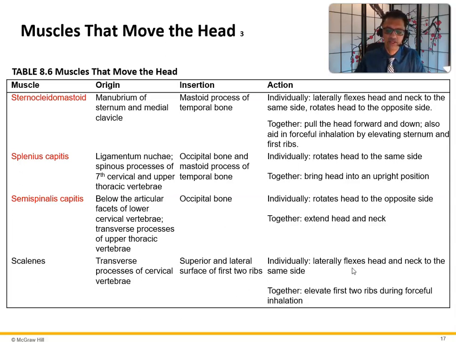Scalenes individually laterally flex the head and neck to the same side. So if I'm rotating my head this way or this way, oh, that feels pretty good. Stretch that out. So the right scalene will tilt my head to the right side. Laterally flex the head and the neck, same side.